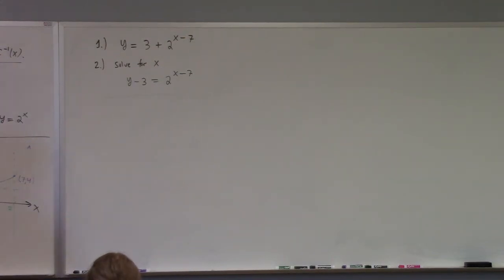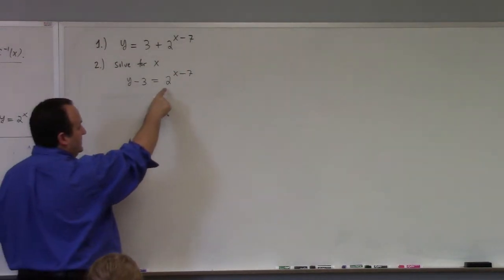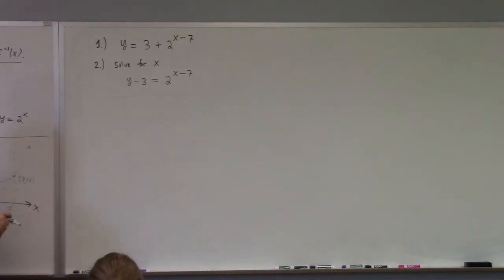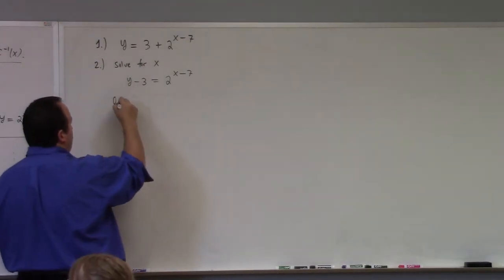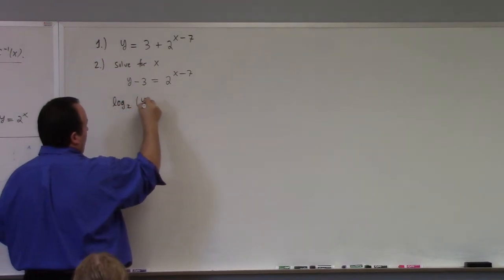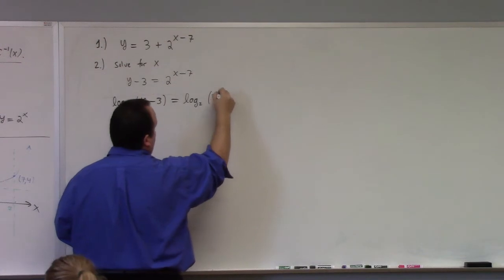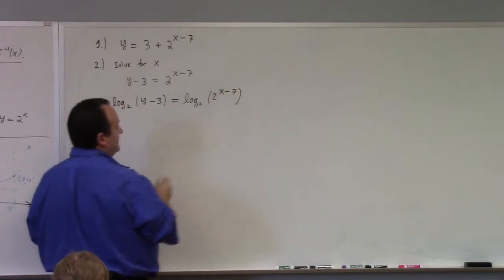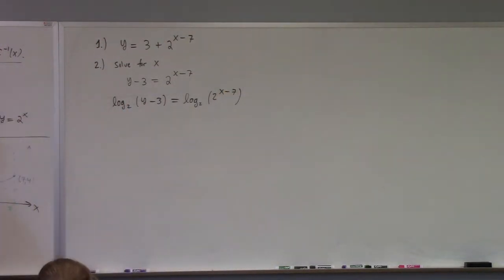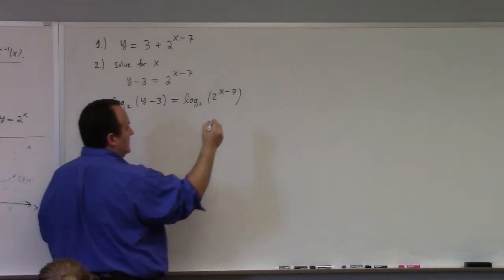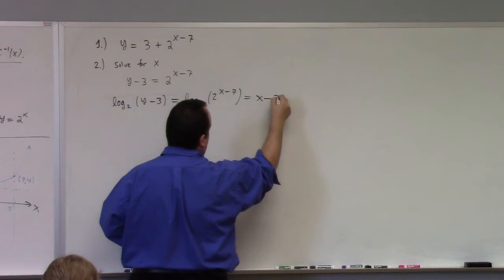So the natural enemy of the exponential is the logarithm. If you have an exponential and you want to get rid of it, you take the log of both sides. Log base what? Log base 2. So log base 2 of y minus 3 is equal to log base 2 of 2 to the x minus 7. But log base 2 of 2 to the x minus 7 is equal to x minus 7.